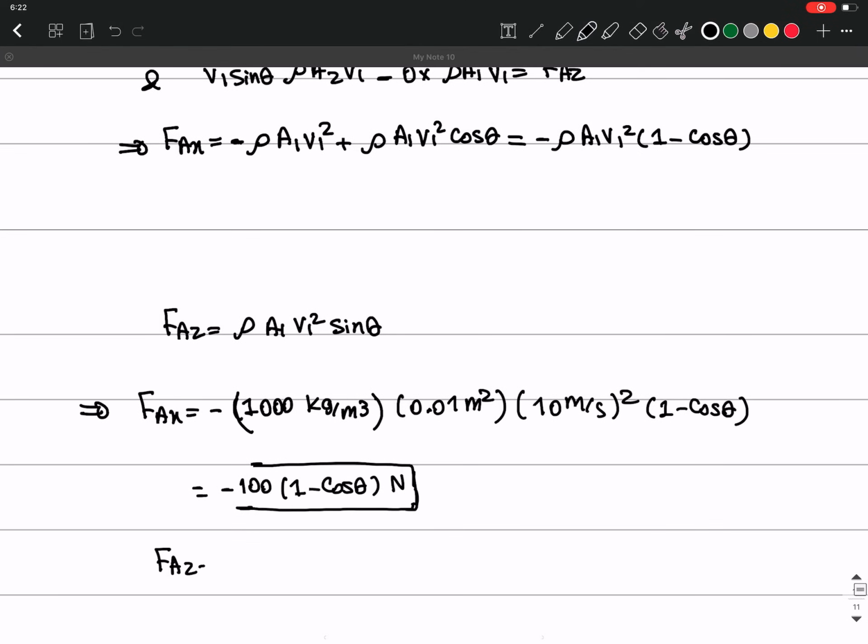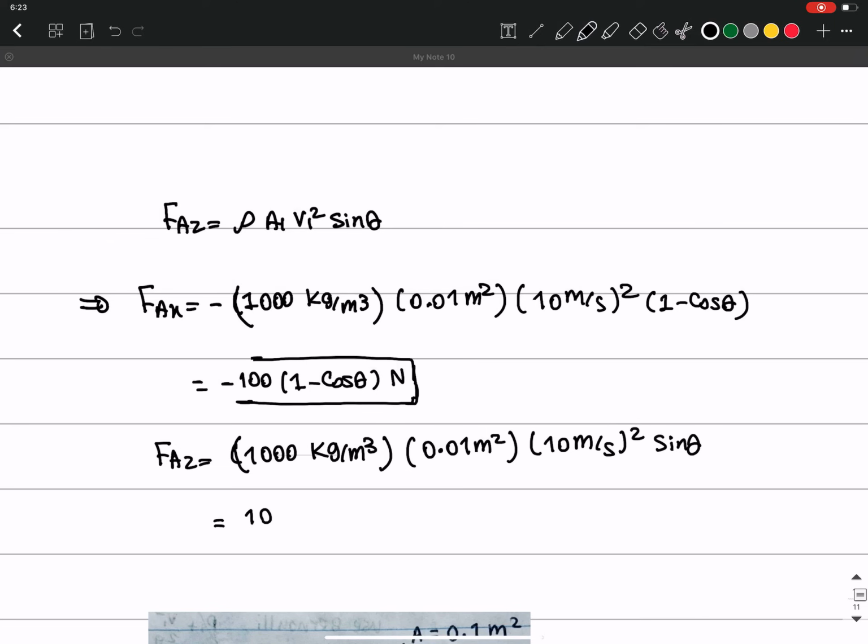And FAZ is going to be, if you plug in the numbers here, 1000 kilogram per meter cube, times 0.01 meter square, times 10 meter per second square, which is V1 square, times sine theta. If you calculate it, this is going to give us 100 sine theta Newton. Okay.